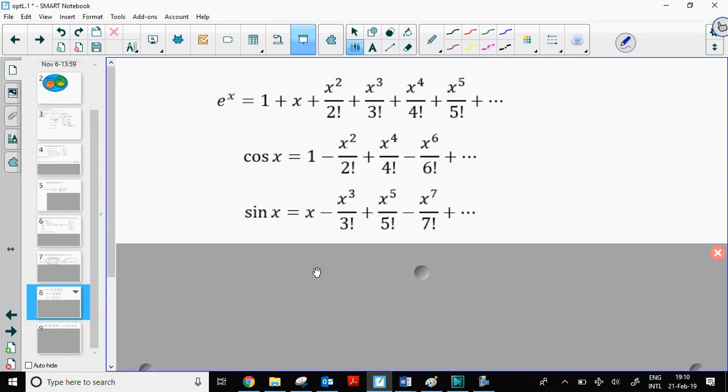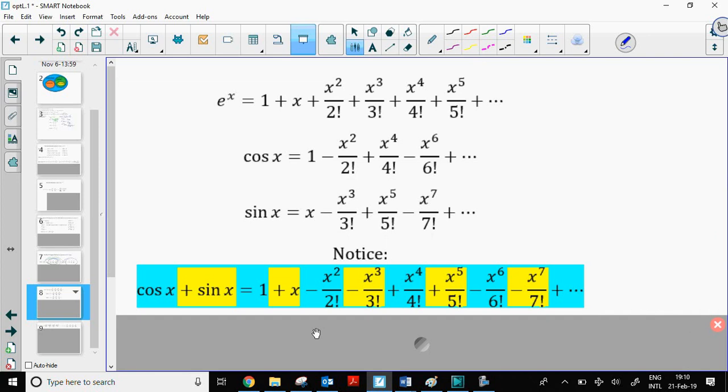If we were to add up cosine plus sine, and if I alternated the terms, I would get something that's very similar to the expansion for e to the power of x. The difference, of course, is with these minus signs. It's not an alternating series, but every other term alternates.